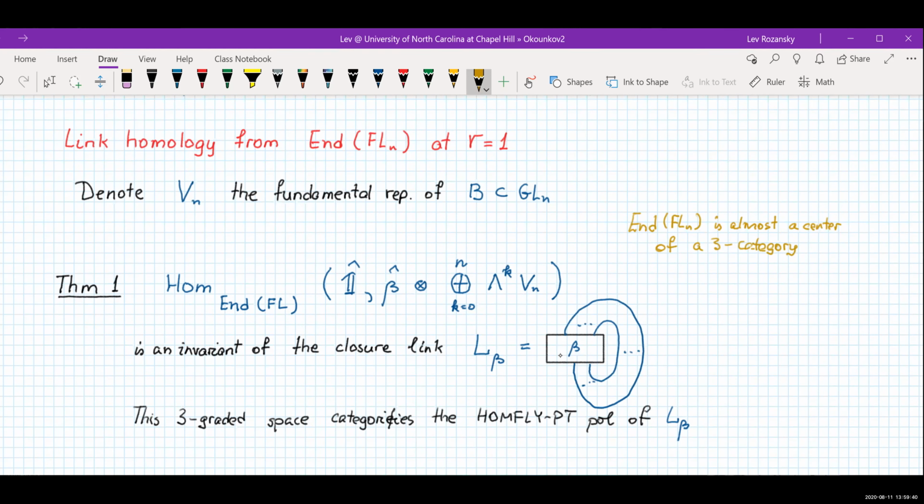So let me comment a little bit on the proof of theorem 1. Why closure, why taking Hom with the identity braid? Actually, it's not Hom, it's Tor rather. So I'm cheating a little bit. It's rather a symmetric thing. Hom is not symmetric, Tor is symmetric. So why does it produce an invariant?